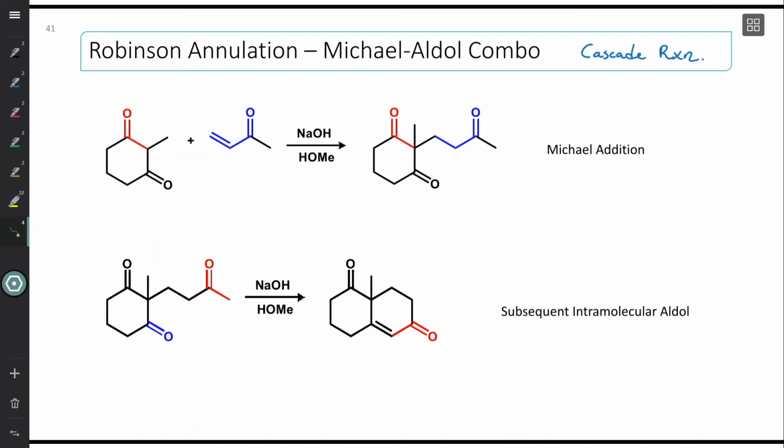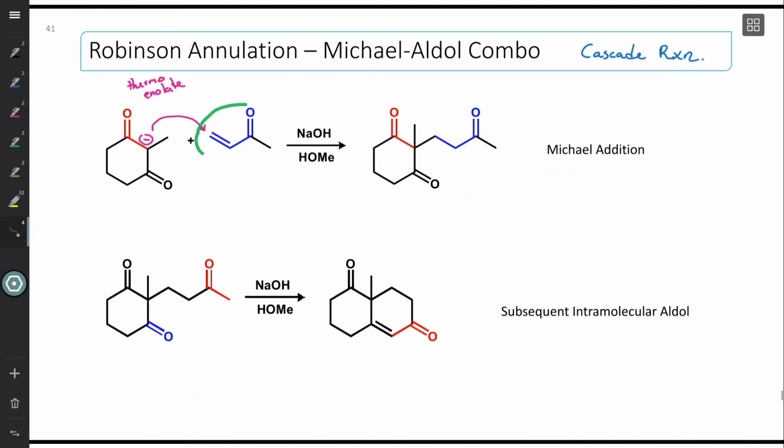So in this example, we have a Michael addition happening first. We have an enolate being formed here, right? This is the more thermodynamic enolate. Because we have sodium hydroxide, it's going to attack here, and we get this addition product. But now this ketone can become the nucleophile.